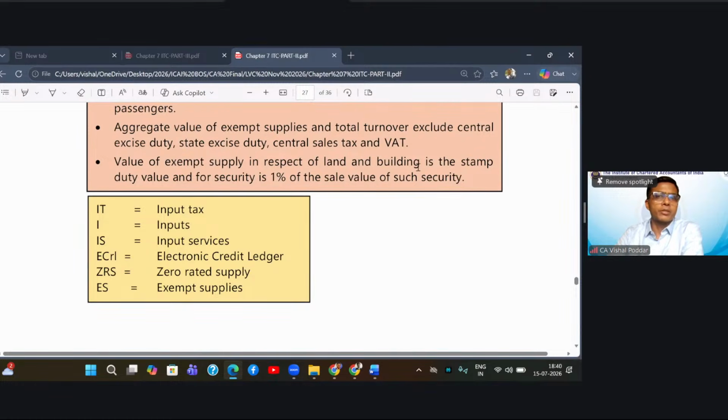Value of exempt supplies in respect of land and building is the stamp value, and for security, it is 1% of the sale value of security. So these two values, as we saw, have to be included in your exempt supplies. So how much is to be included? For land and building, it is the stamp value, and for security transaction, it is 1% of the sale value of securities.